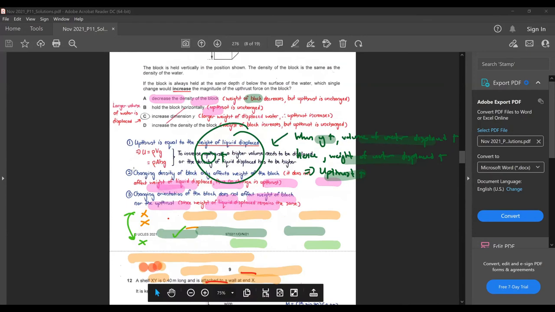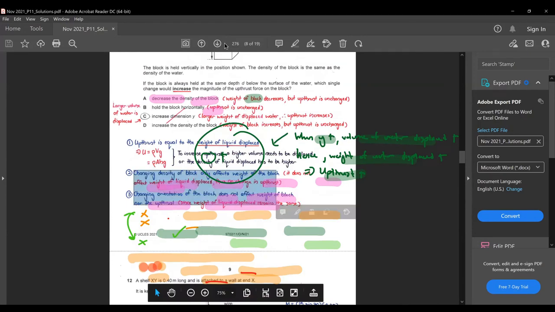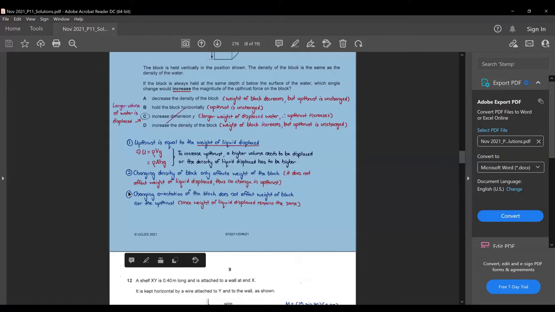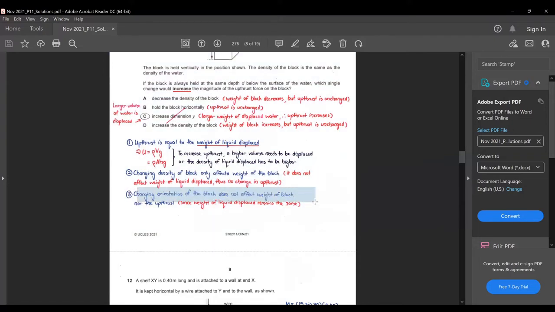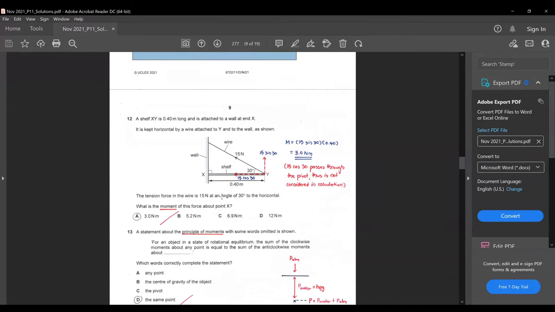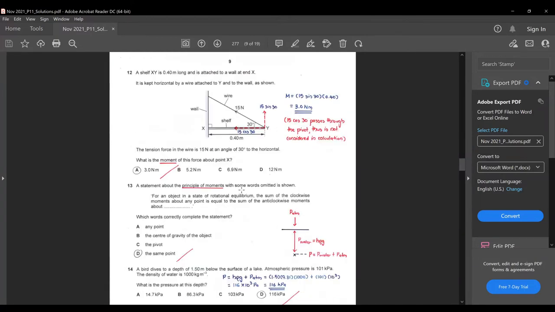Right, so there are some further answers here that I said. Changing the density of the block only affects the weight of the block. It doesn't affect the weight of the displaced liquid, so no change in the upthrust. And then changing orientation of the block doesn't affect the weight of the block nor the upthrust, since weight of liquid displaced remains the same. So these answers here you can just refer to Google Drive and copy it later on. I just tell you the concepts first.